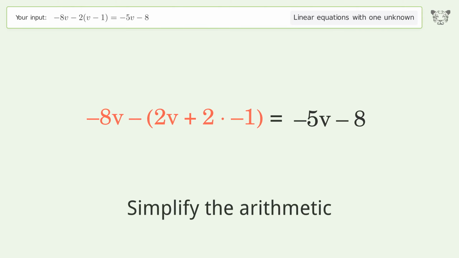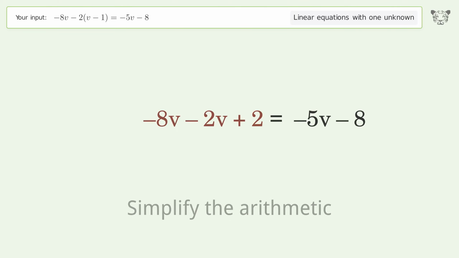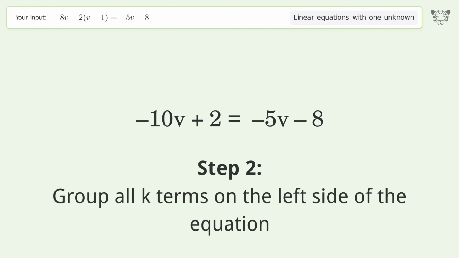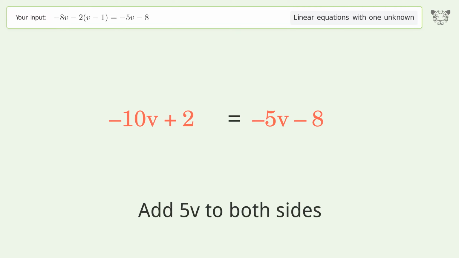Simplify the arithmetic. Expand the parentheses. Simplify the arithmetic. Group all v terms on the left side of the equation. Add 5v to both sides.